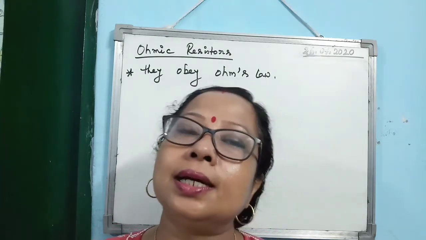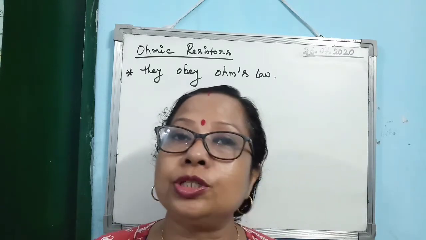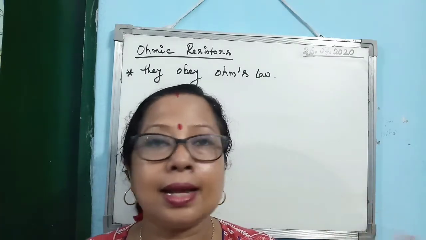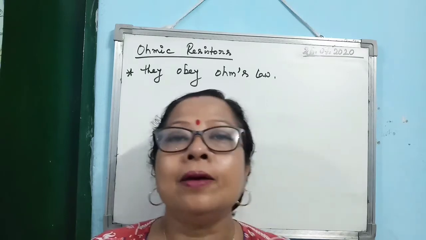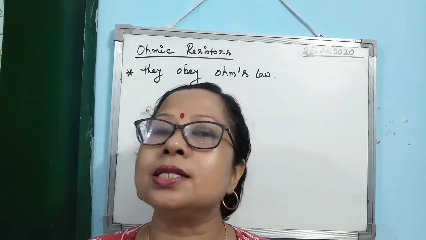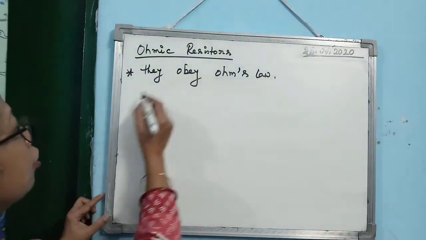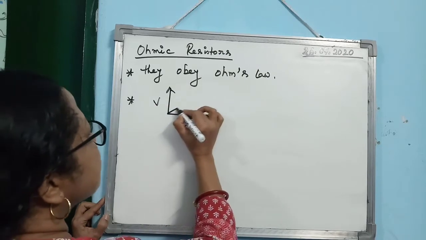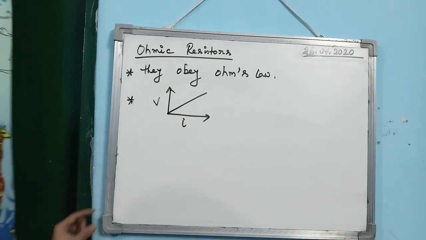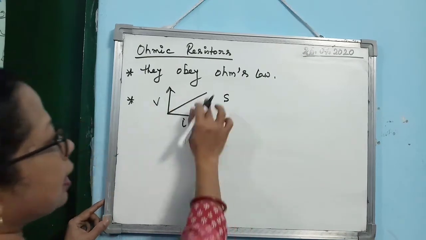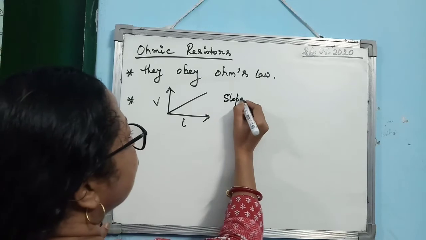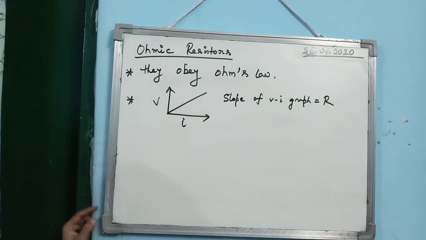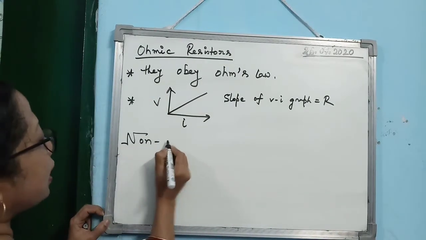Alright. Now if you consider the copper electrode in a copper sulfate solution in dilute H2SO4, they also obey Ohm's law. Just the electric cell I said, isn't it? They are obeying Ohm's law. So you can say that they are the ohmic resistors or ohmic conductors. So you see, for ohmic conductors, V versus I graph is a straight line passing through the origin, and the slope of the graph is equal to resistance.